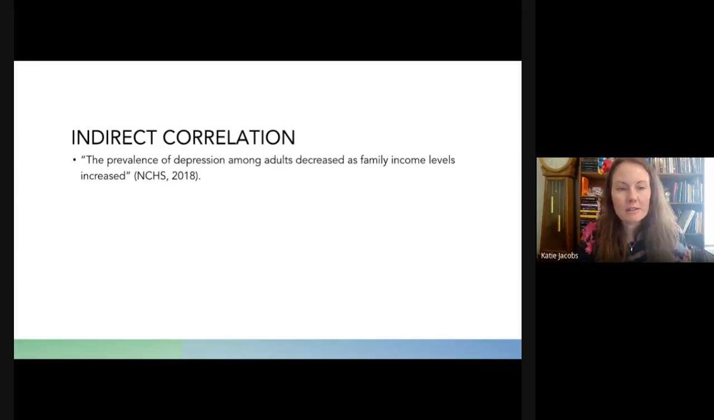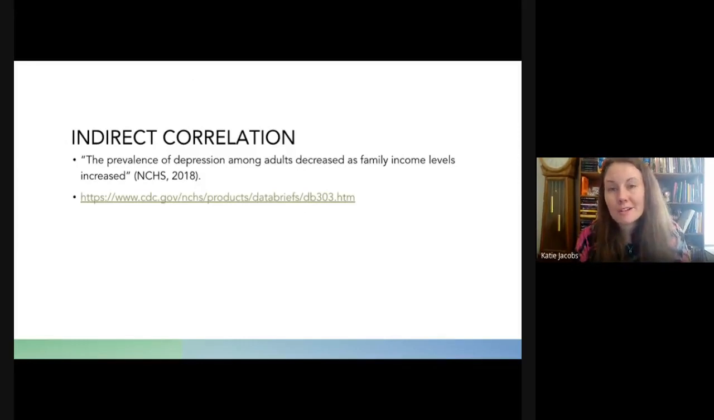So for indirect correlation, an example that I saw out in the real world was the prevalence of depression among adults decreased as family income levels increased. So what they're saying with this example is that as family income went up, depression levels went down. That's only to a certain point, where certain needs are being met. But that was definitely an indirect correlation that's out there. And I have a data brief from the Centers for Disease Control for that reference, if you're interested.